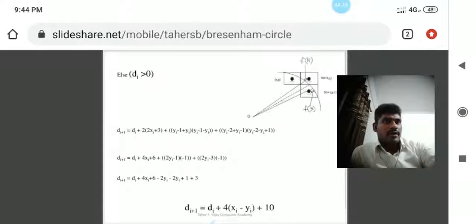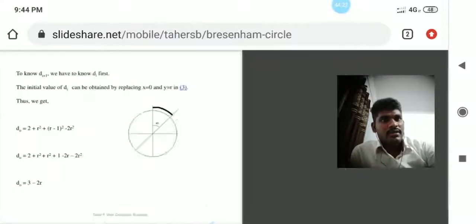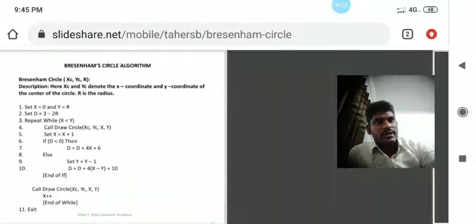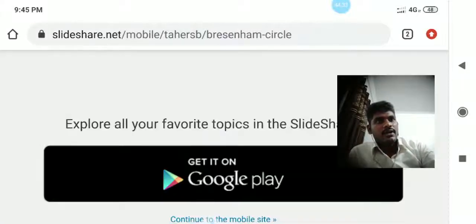Then when it is greater than or equal to 0, d_{i+1} = d_i + 4(x_i - y_i) + 10. This is the second equation. Then we finally find the initial decision parameter value, d0 equals 3 minus 2r. So this is the algorithm to find the values.